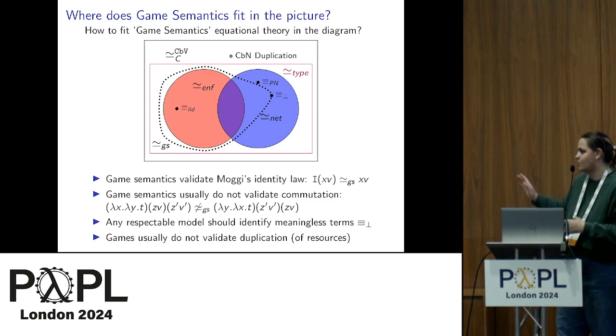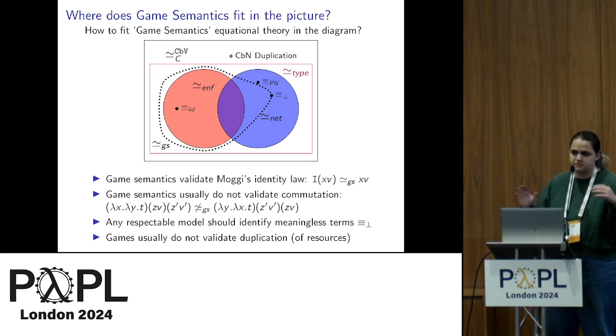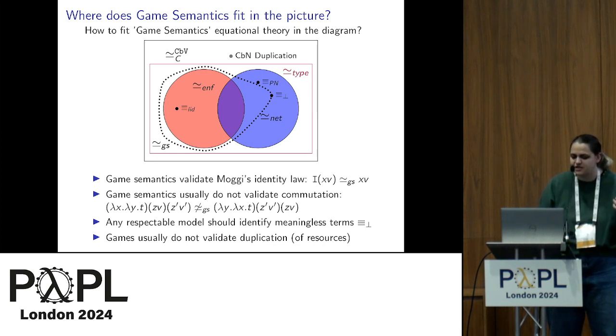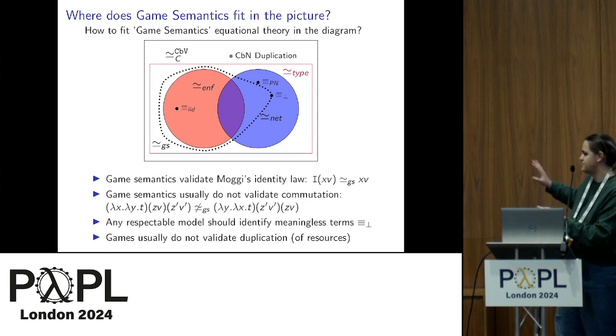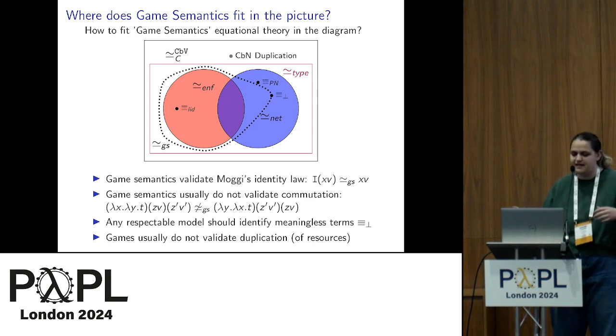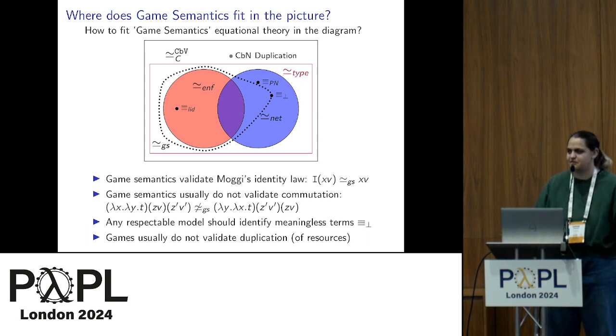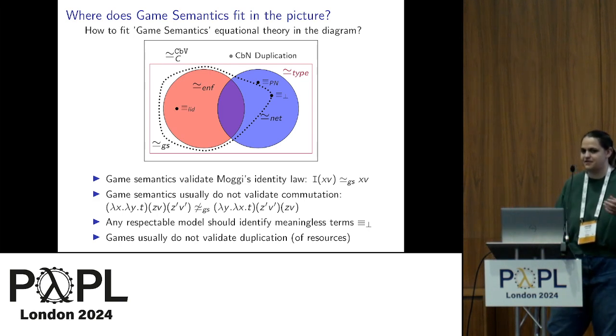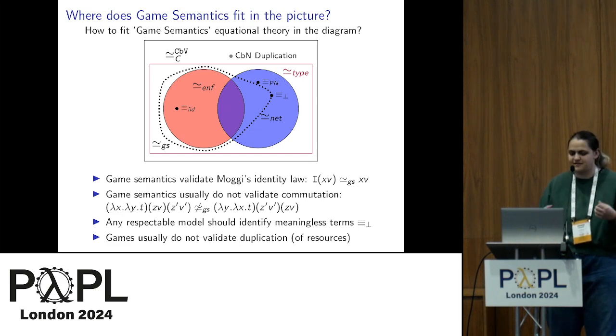Just a few ideas on why I put the game semantics there. Game semantics validates Moggi's identity law usually, so it should include Moggi's law. Game semantics do not usually validate commutation, so it shouldn't really include all of net. And I think any respectable model should identify meaningless terms. I think that's a thing that any model should do. And games, I don't think they usually validate duplication of resources. I think that's not something that any first games that you draw will do.